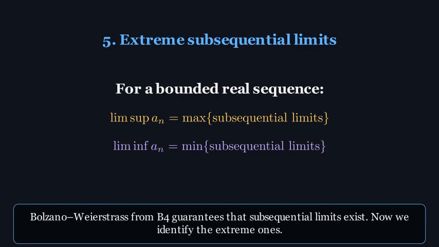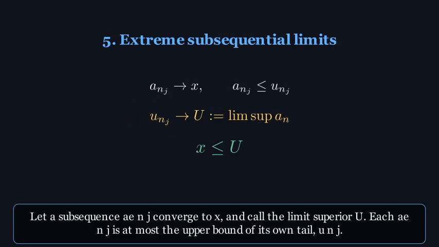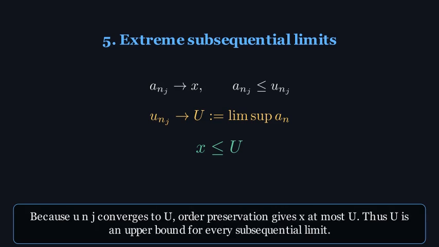Bolzano-Weierstrass from B4 guarantees that subsequential limits exist. Now we identify the extreme ones. Let a subsequence a_{n_j} converge to x and call the limit superior u. Each a_{n_j} is at most the upper bound of its own tail, u_{n_j}. Because u_{n_j} converges to u, order preservation gives x at most u. Thus u is an upper bound for every subsequential limit.